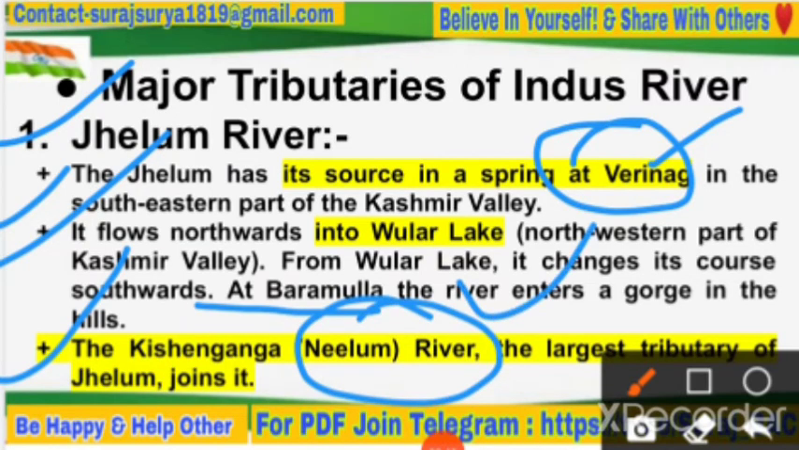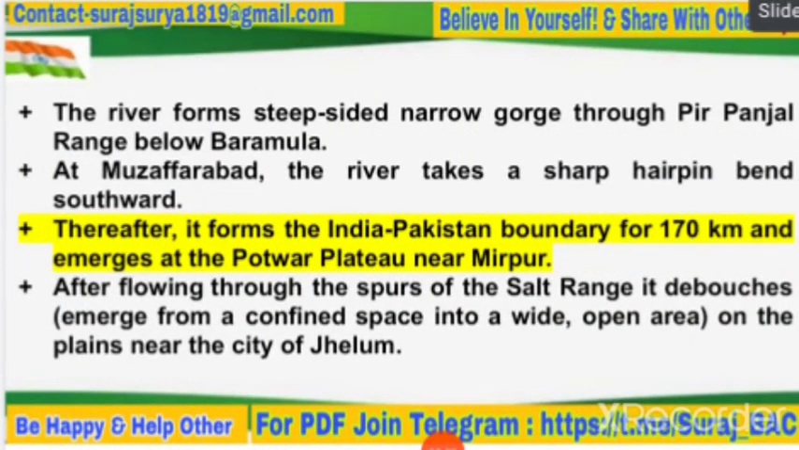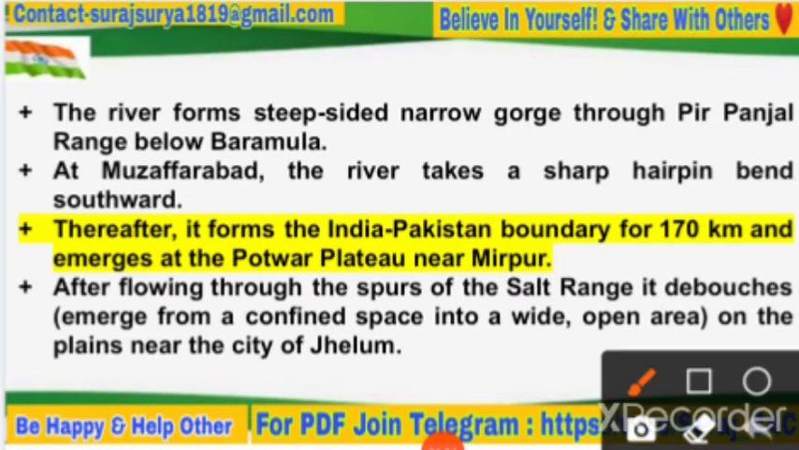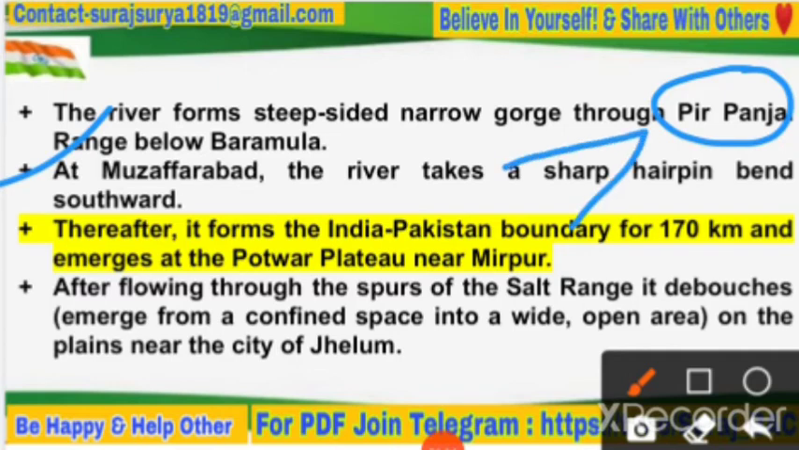Which one is the largest tributary of Jhelum, because Jhelum is known as the lifeline of Srinagar? So the Kishan Ganga is the largest tributary of the Jhelum River. The river flows through steep sides, a narrow gorge through the Pir Panjal Range below Baramula. You will come to know about the Pir Panjal Range. At Muzaffarabad, the river takes a sharp hairpin bend, in a southward direction.